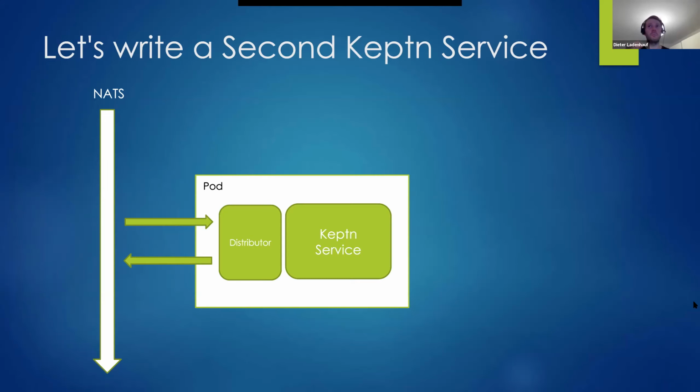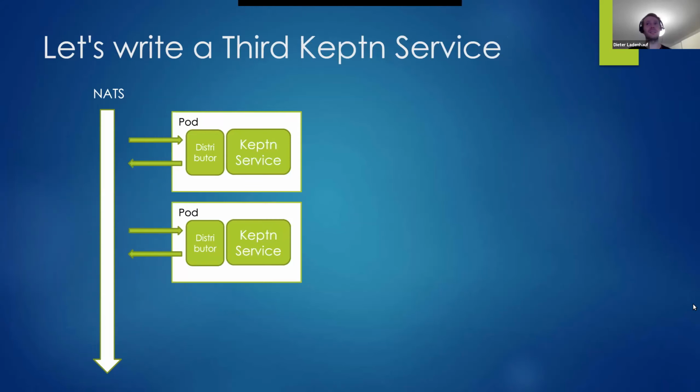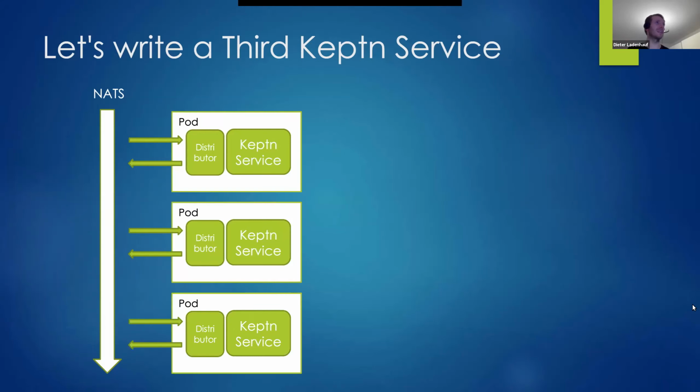And so when you are done with the first service, you say, well, you actually want to run something else additionally with Keptn. So you do the same thing again and write a second Keptn service. And then you also want to do that again, and you're writing yet another Keptn service. And actually writing your code is not the only thing you need to do.